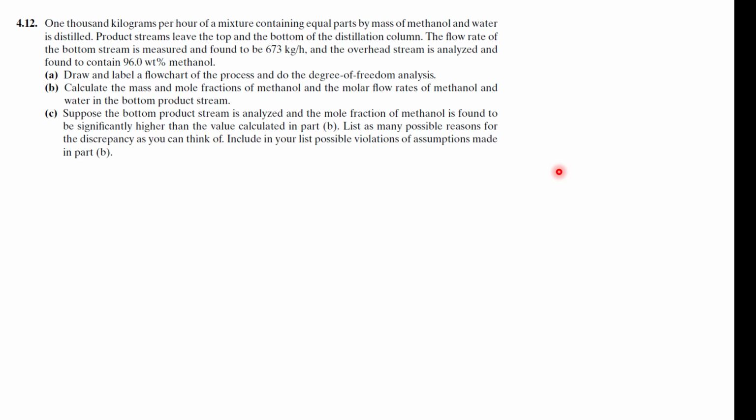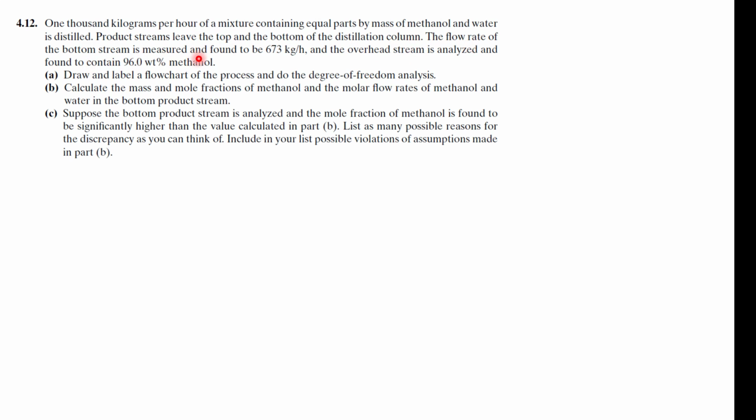Okay, so assuming you tried it out, we got some methanol and water. Got 1,000 kilograms. They contain equal parts by mass, and they are to be distilled, okay? So this is a process in which we will be separating some parts of the methanol and the water. The product stream leaves the top and the bottom of the distillation column.